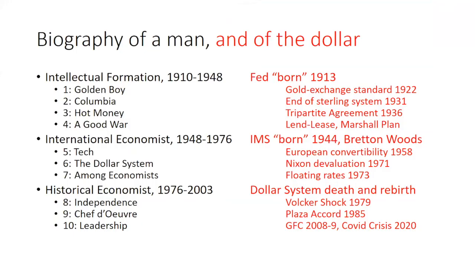What I want to do today, whereas last year I walked down the left-hand column here, is this: the book is a biography of a man and of the dollar. The left-hand column is the chapters and the three phases of Kindleberger's life. I put in red what I'm going to talk about today, which is the parallel story of the evolution of the dollar system. You can see that it parallels Charlie's life. He was born in 1910. The Fed was born in 1913. He got his first academic job in 1948. The international monetary system was blessed at Bretton Woods in 1944. He had mandatory retirement in 1976, right at the period of the dollar system's death and rebirth, the Volcker shock. So he had a third career watching all of that.